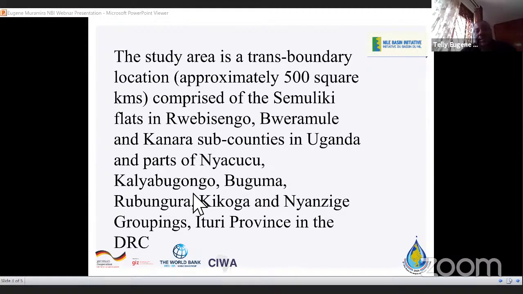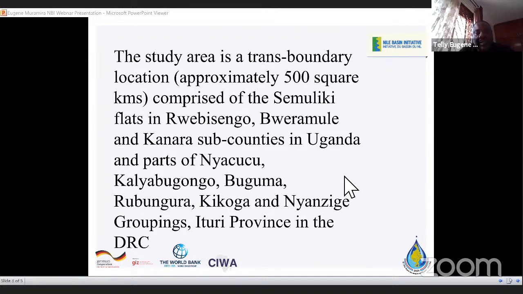The study was basically commissioned by the Nile Basin Initiative under the global TIB program. TIB has been explained very well by Lopez in the earlier presentation. And this study is in the framework of understanding the baseline situation in the ecosystem and determining the level of necessary investment to reverse the current degradation that is going on there.